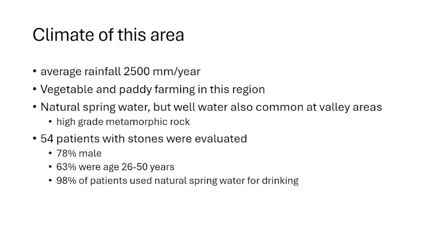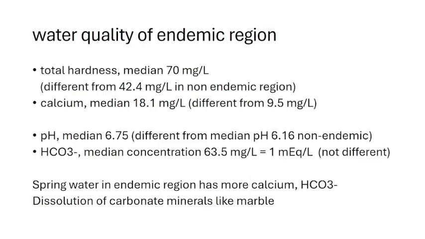In terms of climate in the area, the average rainfall in the wet zone is about 2,500 millimeters per year. Primarily, the occupation of these individuals is vegetable and rice paddy farming, also some tea. The source of water is primarily natural spring water, and this spring water mixes with high-grade metamorphic rock. In the 54 patients with kidney stones, about 78% were male, and almost all of them drank from the natural spring water.